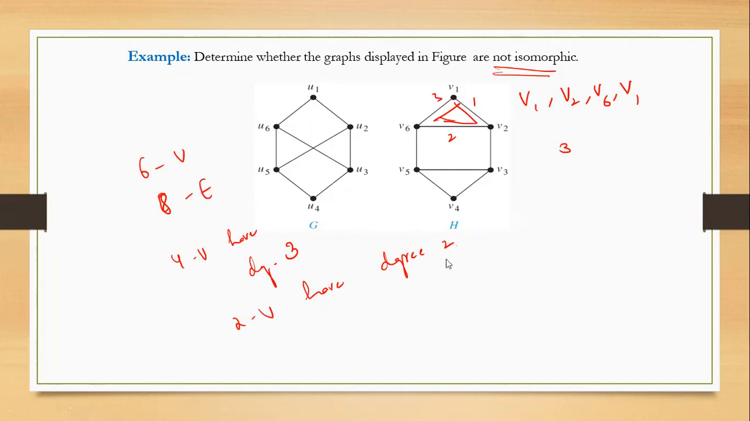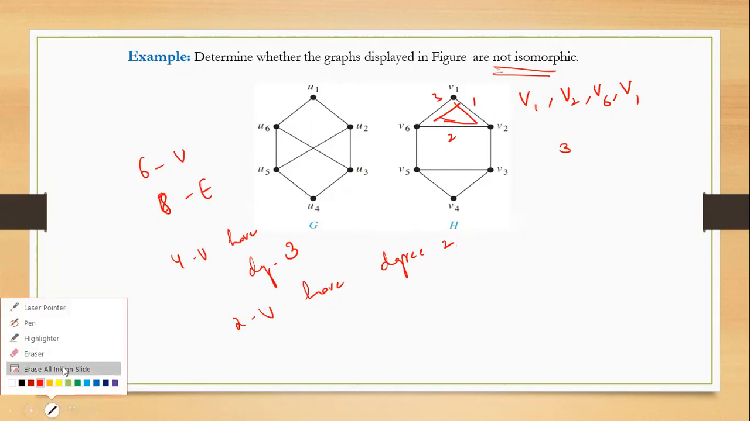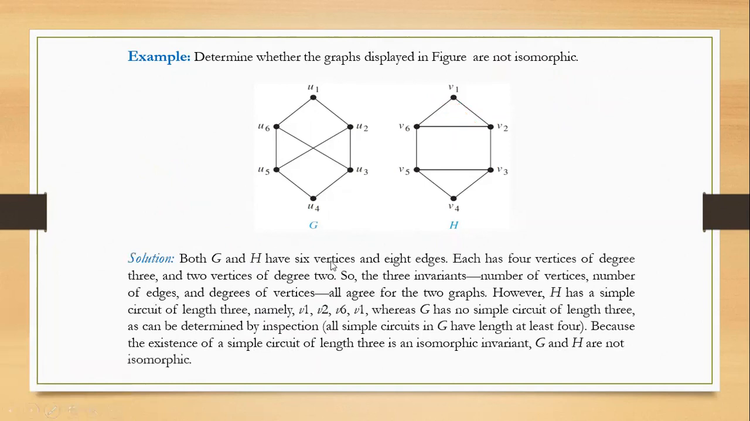Okay, so this is another example. Let me give you the solution. Both G and H have 6 vertices and 8 edges. Each has 4 vertices of degree 3 and 2 vertices of degree 2. You can just verify the degrees of each vertex yourself. So the number of edges, number of vertices, and the degrees are all the same, but whenever we are considering the circuit, the two graphs are not isomorphic. Because the existence of a simple circuit of length 3 is an isomorphic invariant, hence G and H are not isomorphic.